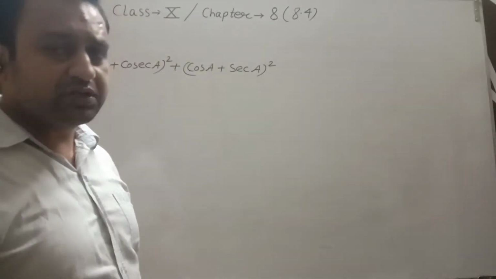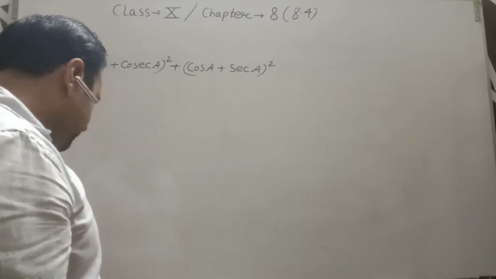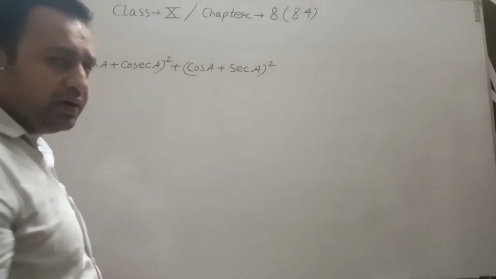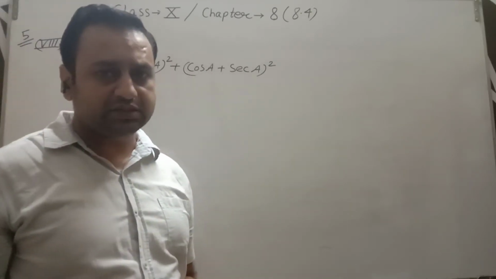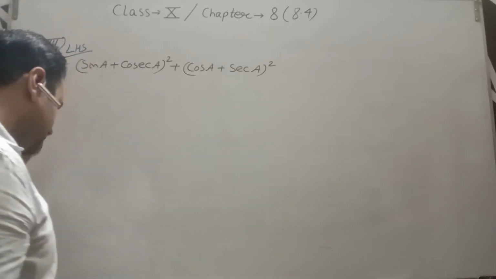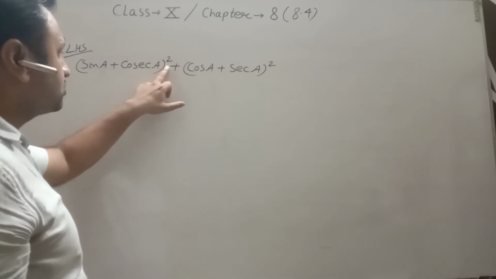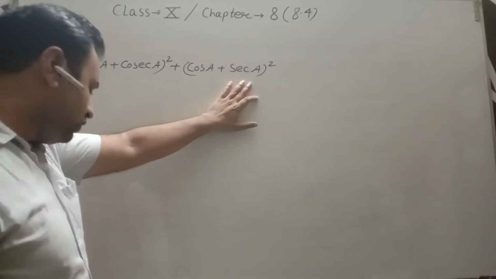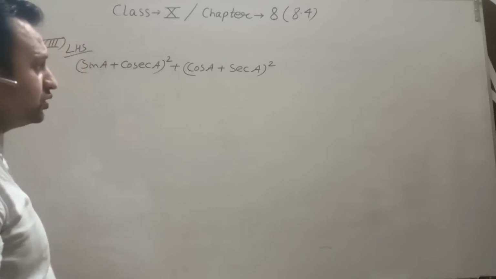In the just previous video we have done the 6th part of question number 5. Try the 7th part yourself, and if you have any problem you can discuss with me. Now we start its 8th part. LHS is (sin A plus cosec A) whole square plus (cos A plus sec A) whole square, and we have to prove it equals 7 plus tan square A plus cot square A.